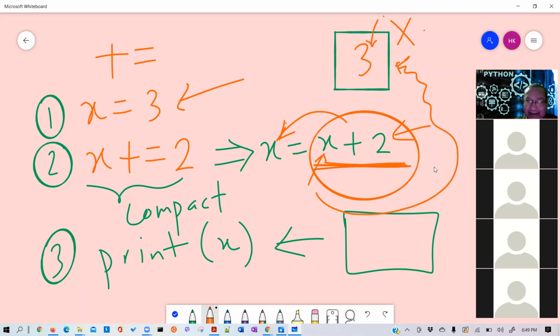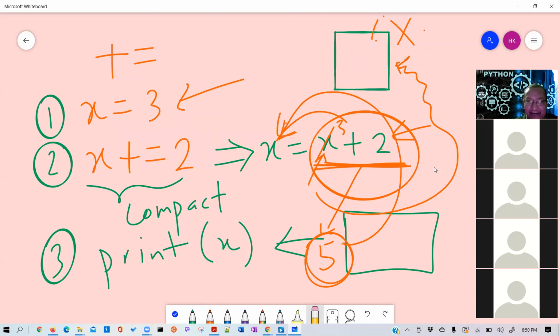What is its value? It's 3, so it replaces x with 3. And then 3 plus 2 is 5. Now the evaluation of the right hand side is complete. Now this value is assigned back to x, which means what happens? The 3 is replaced by 5. Now 3 is gone forever. Now it's 5. We talked about sequential execution, so this one is done.